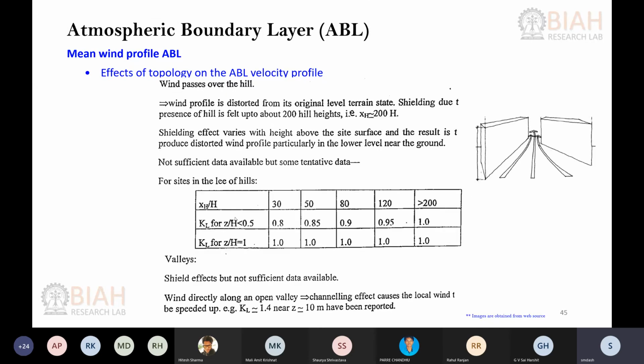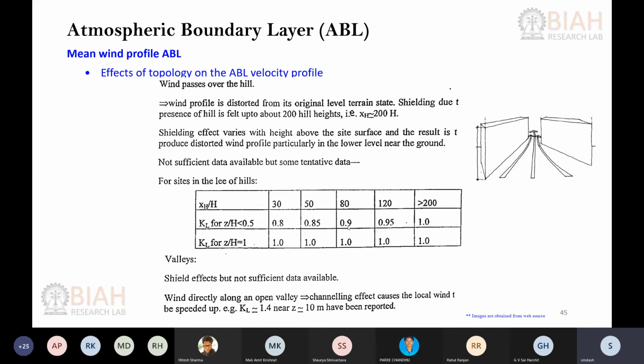So if you say that x by h, as you are moving higher or moving away from the hill, so let's say 30 meter, 30, 50, these will be non-dimensional, right? So as you're moving away, you are seeing that the KL value, which I have said is a coefficient, which you need to multiply with your original or undisturbed wind speed. So you can see that it is gradually increasing.